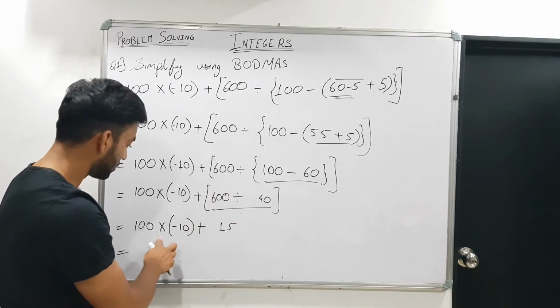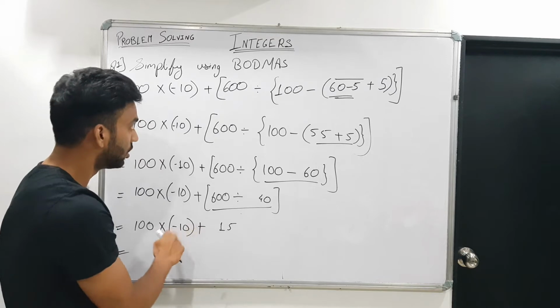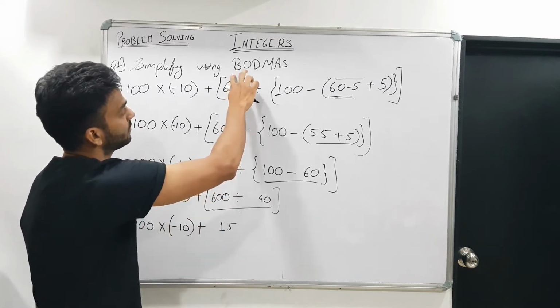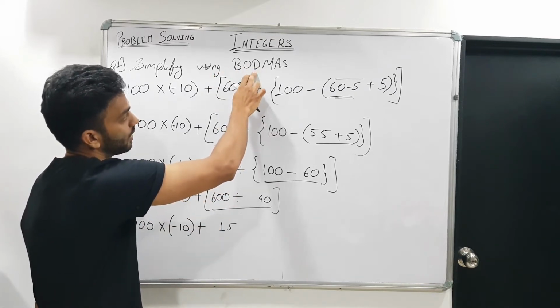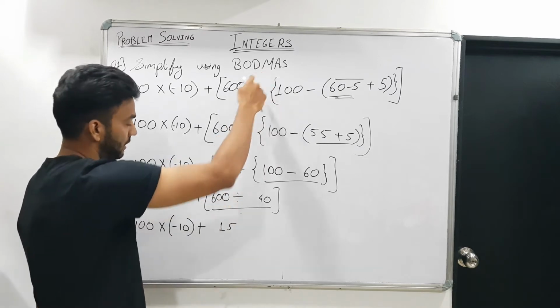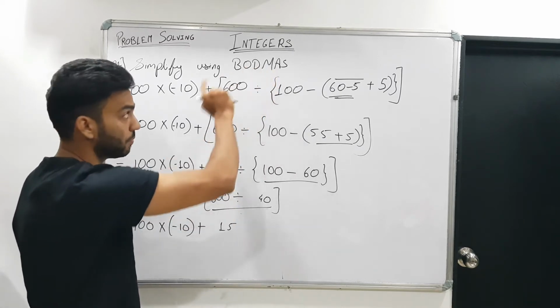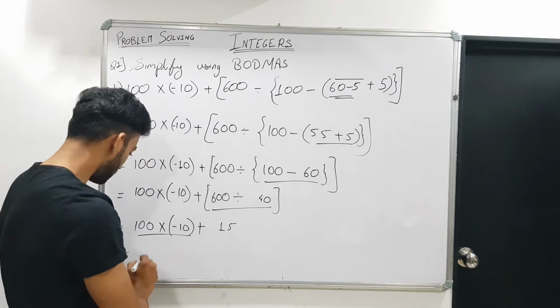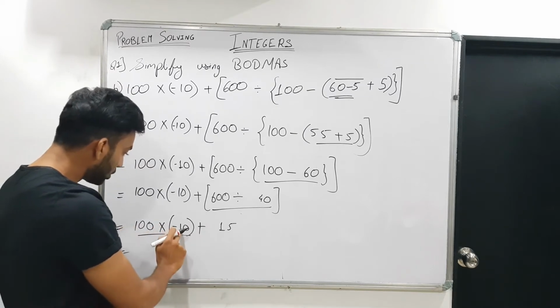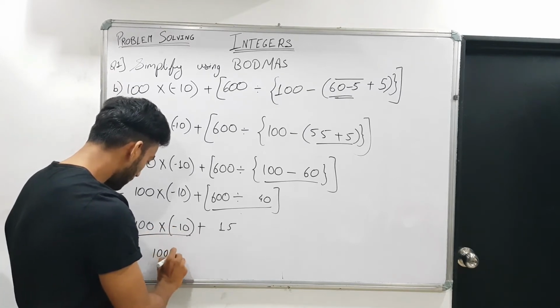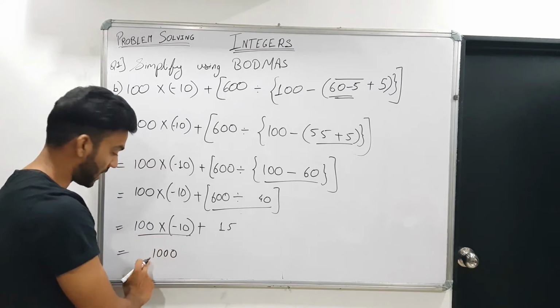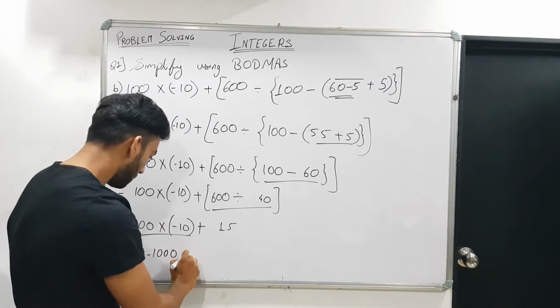Here we have multiplication and addition. So brackets are done, and we don't have off, we don't have division left here. We have multiplication and addition. So in that we have to do the multiplication part, that is this part. 100 into 10 is 1000, and minus plus is minus, so this will be minus plus 15.